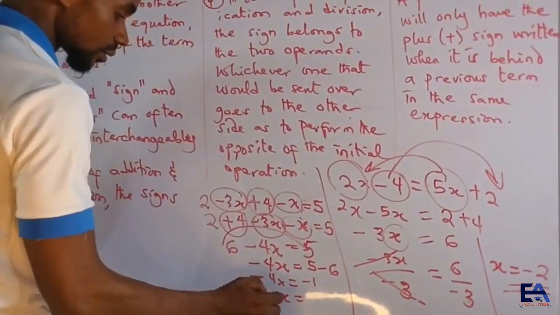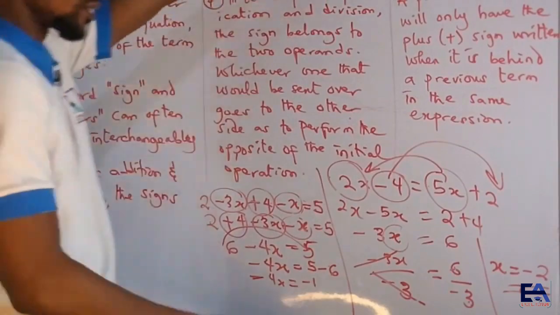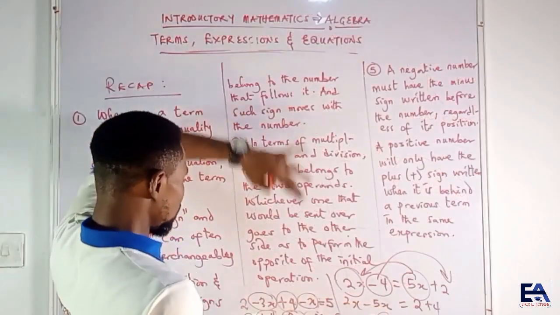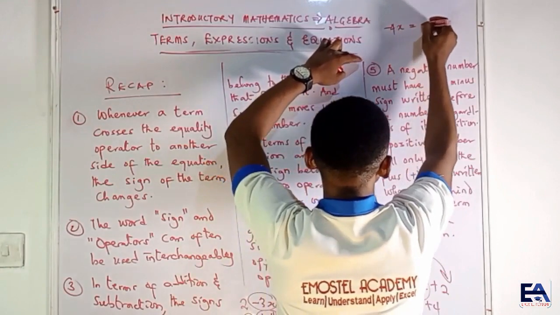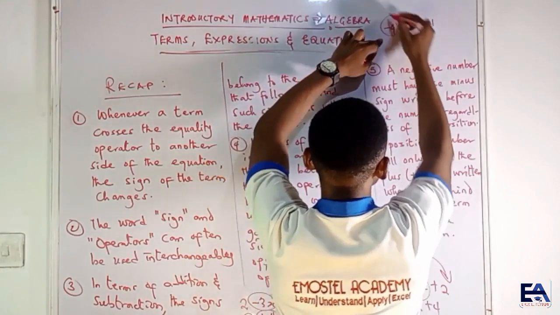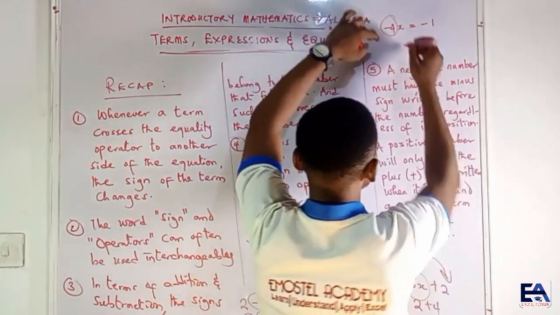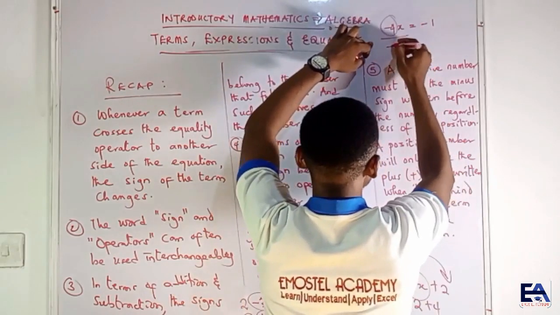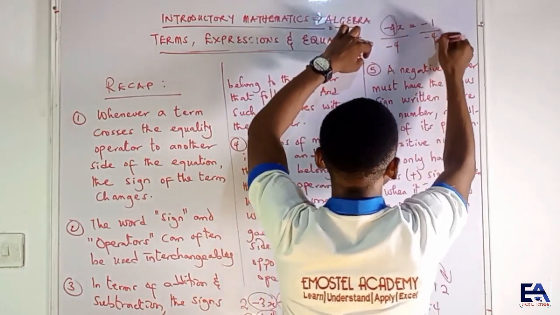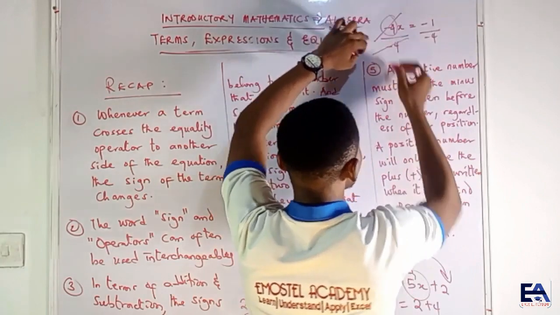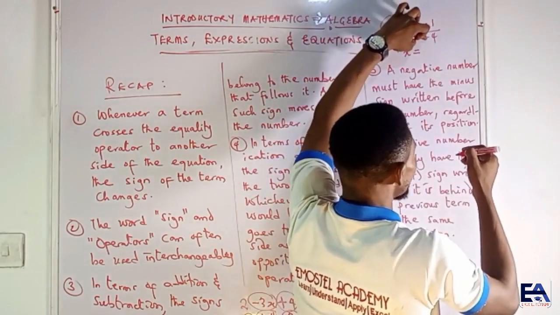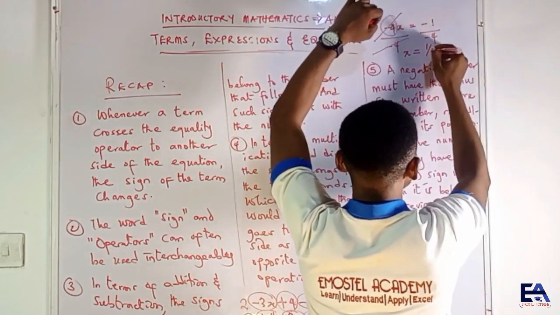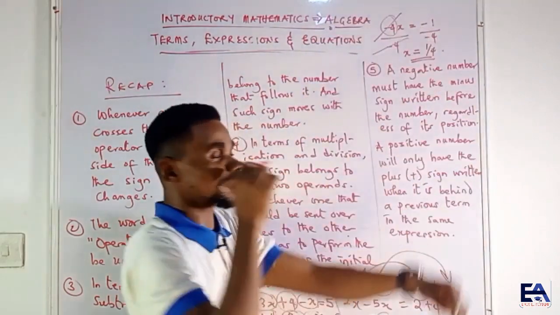Let's go up a bit. So we have minus 4x equals minus 1. But because we want to get rid of this minus 4, we divide both sides by minus 4x. Minus 4 alone. So we have minus 4, then minus 4. So this will cancel this. So we have x is equal to, minus divided by minus is plus. So we have positive 1 over 4. And that is the answer.